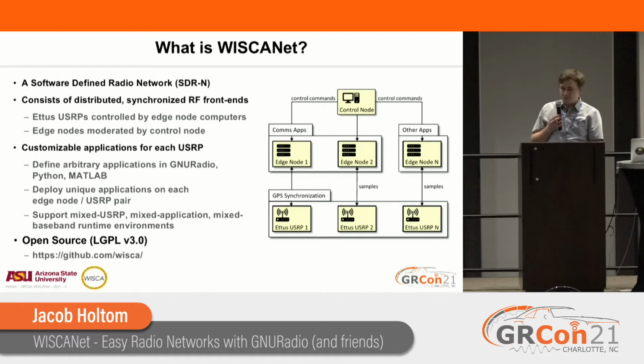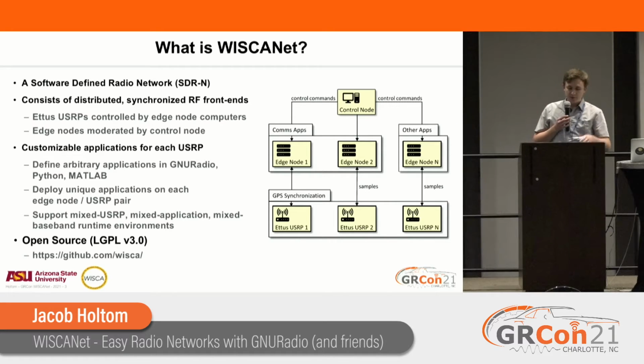So the basic concept behind WISCANet is we take a bunch of distributed RF front ends and control them with a bunch of edge nodes to do some edge compute style stuff. We have a single control node that commands them all, and we define applications for each node, and each node kind of acts independently, but they all end up synchronized to a single time source. In our case, we use GPS, but I'm investigating other alternatives to reduce reliance on that and make it easier to work with and remove that requirement.